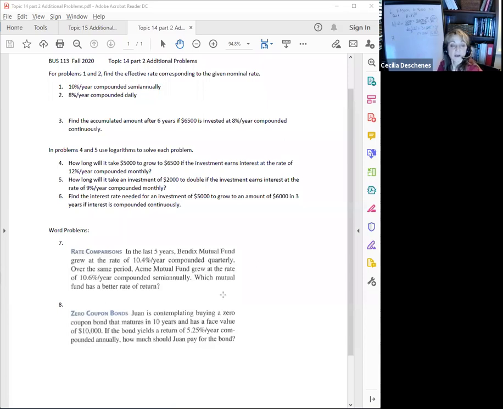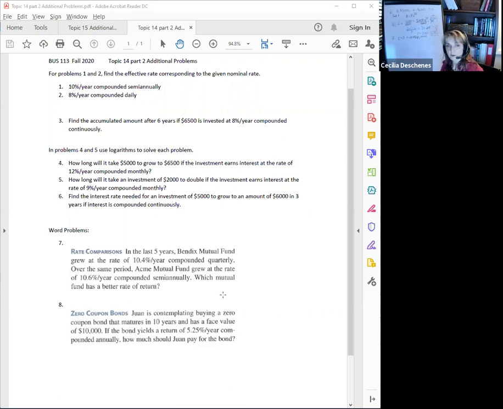Let's read it. In the last 5 years, Bendix Mutual Fund grew at the rate of 10.4% a year compounded quarterly. All right, so we're told 5 years. So T equals 5. And it grew at a rate of 10.4% per year. So that's a nominal rate, right? It's an annual rate, but it was compounded quarterly. So our M is going to equal 4 here.